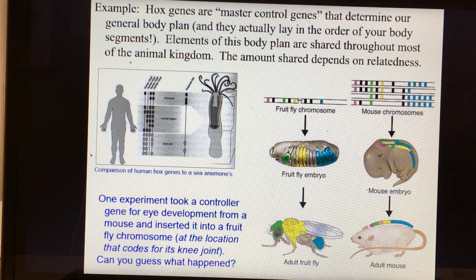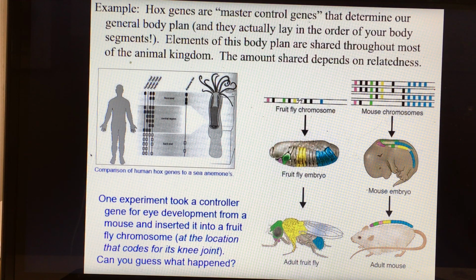One example that scientists have been using more recently are Hox genes, and these are master control genes that determine our general body plan. The idea that we have a head and a torso and an abdomen and different limbs. And those Hox genes are actually in the order of your body segments. And elements of the same body plan are shared throughout most of the animal kingdom. And the amount of Hox genes that are similar depend on how closely related those organisms are.